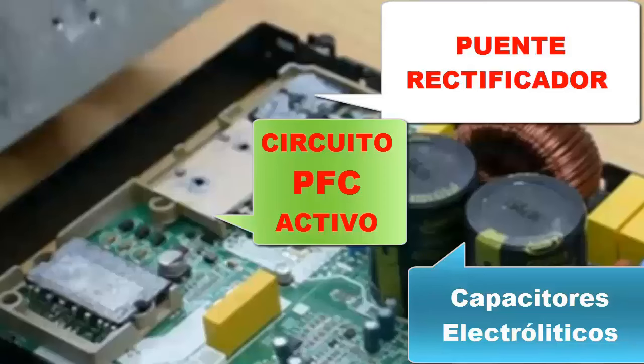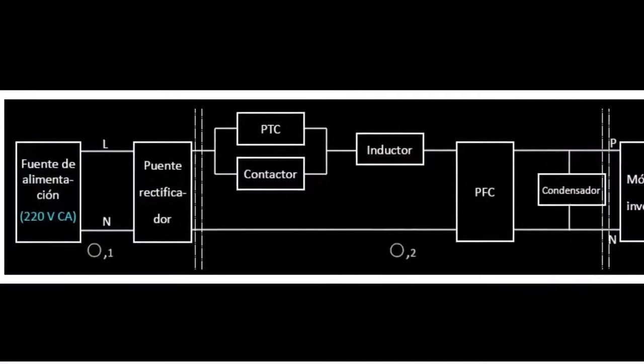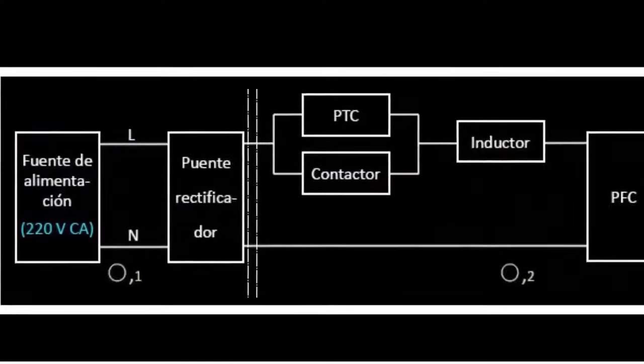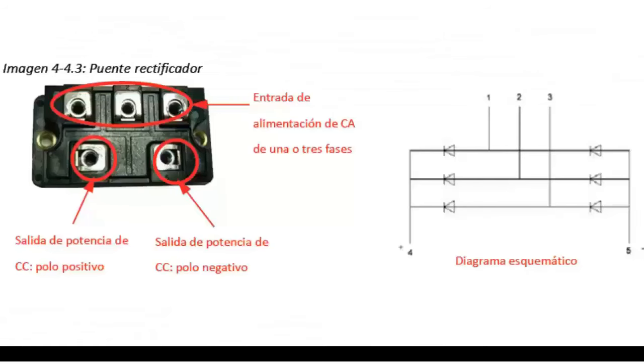E. To find faults in the rectifier bridge, disconnect the electronic board from the power supply. Measure the resistance between any pair of the 5 terminals of the rectifier bridge. If any of the resistances is close to zero, the rectifier bridge is defective and needs to be replaced.